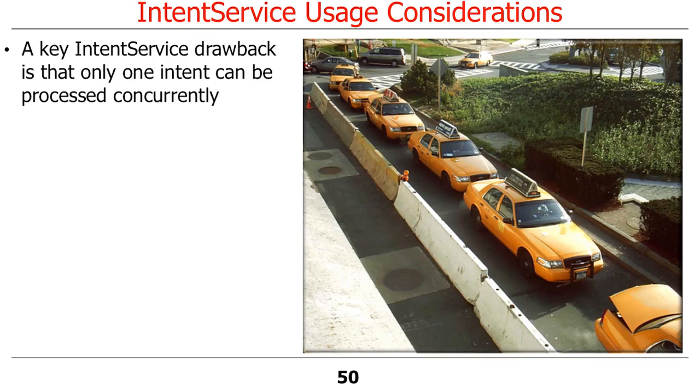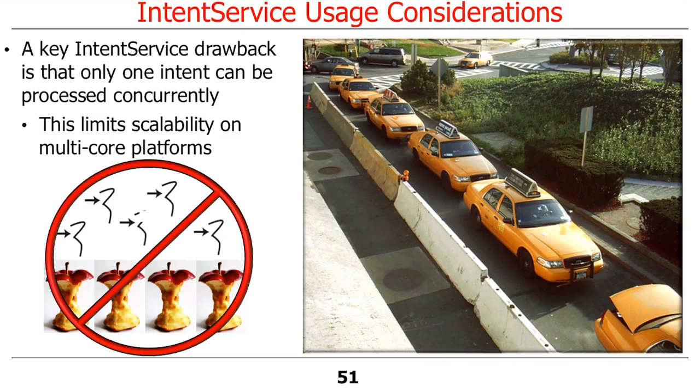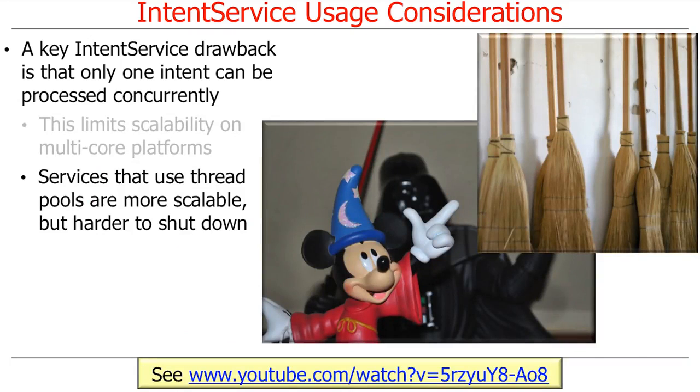One of the key drawbacks to using the intent service is that only one intent at a time can be processed, because they're queued up in a message queue using the Haemer framework, and a background thread pulls each message out of the queue one at a time and runs it in the background thread. This therefore limits the scalability of the intent service on multi-core platforms, where it's actually possible to run multiple things simultaneously. Therefore, services that use thread pools can be applied to make the service more scalable. However, they're harder to shut down, as described at this link.